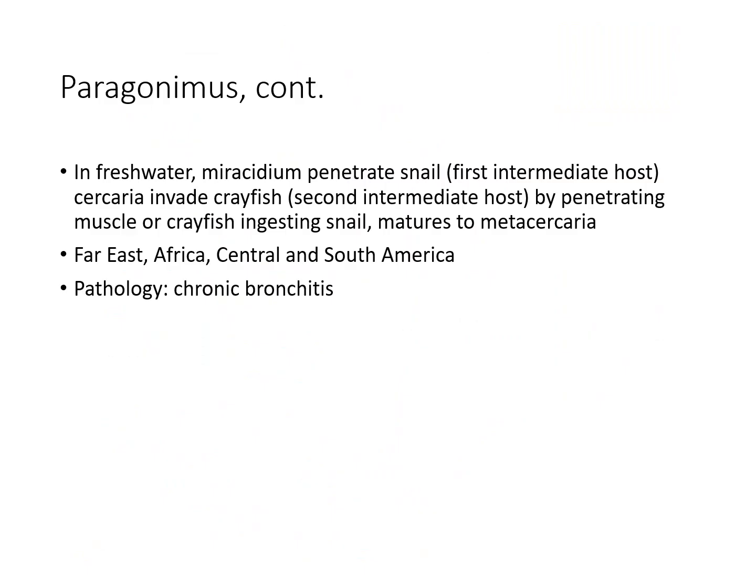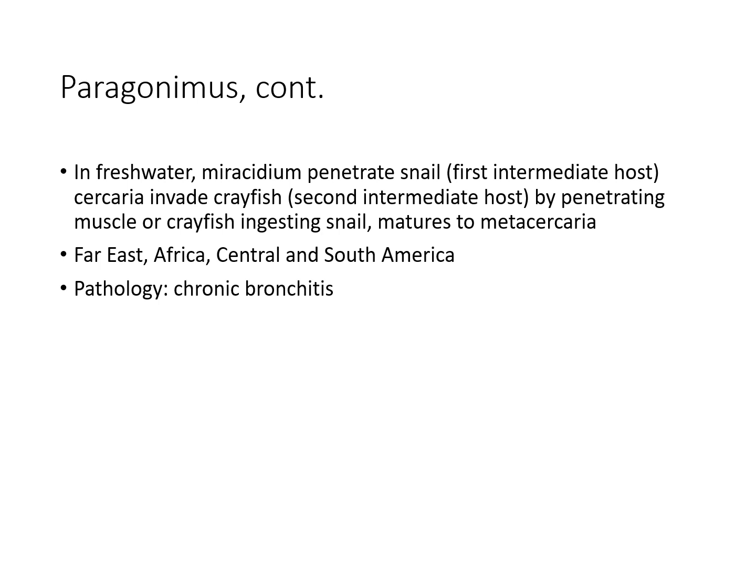In freshwater, the larval stage penetrates a snail. The snail releases the cercaria, which invade the crayfish, penetrating the crayfish muscles directly or the crayfish ingesting infective snails. Inside the crayfish, the cercaria mature to metacercaria, which is the infective stage for humans. These are found in the Far East, in Africa, and in Central and South Americas.